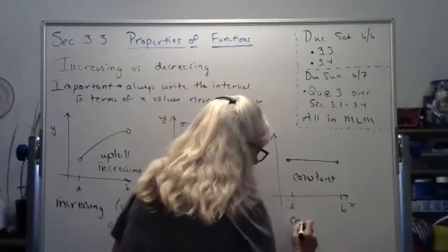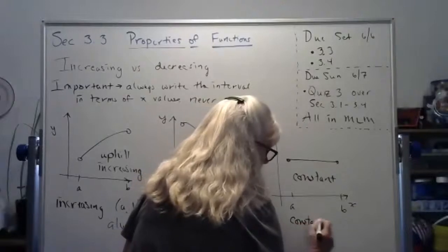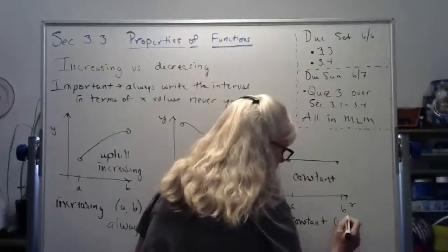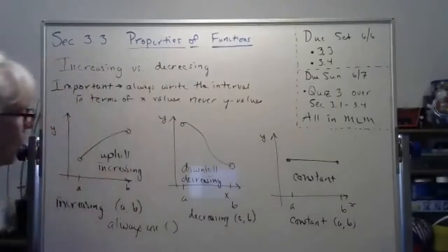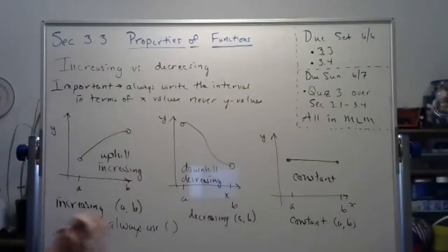So we're going to say that this is constant over the interval from A to B. So always use parentheses, always pick up the x values. And we will do some more examples of this in a minute. Again, the technical definition is in the textbook or on that handout I passed out. It's up to you whether or not you take a look at it.